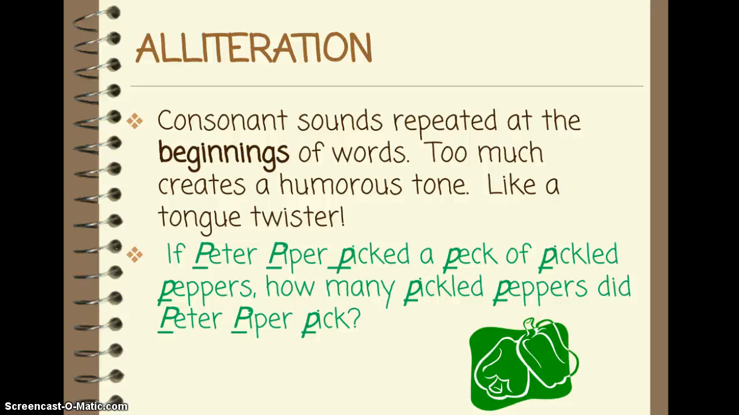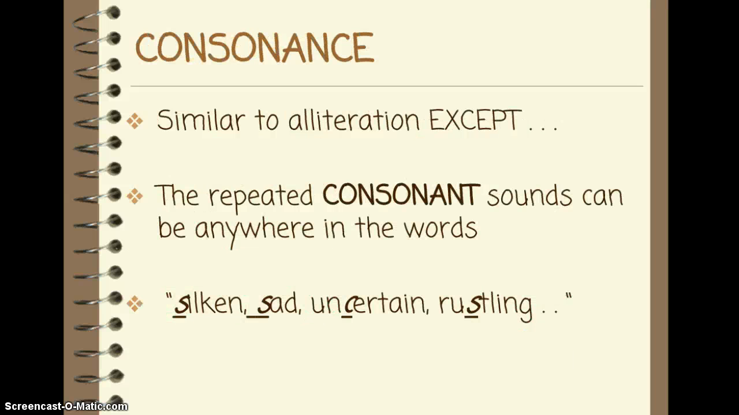Okay. Then we have consonance, which is similar to alliteration, except it's repeated consonant sounds, and it can be anywhere in the word. So our example right here says silken, sad, uncertain, rustling. The S sound is repeated not only at the beginning of silken and sad, but it's also in uncertain and rustling. So this creates consonance. An easy way to remember what consonance is, you can hear the word consonant within consonance. So that'll help you remember it's a repetition of consonant sounds.